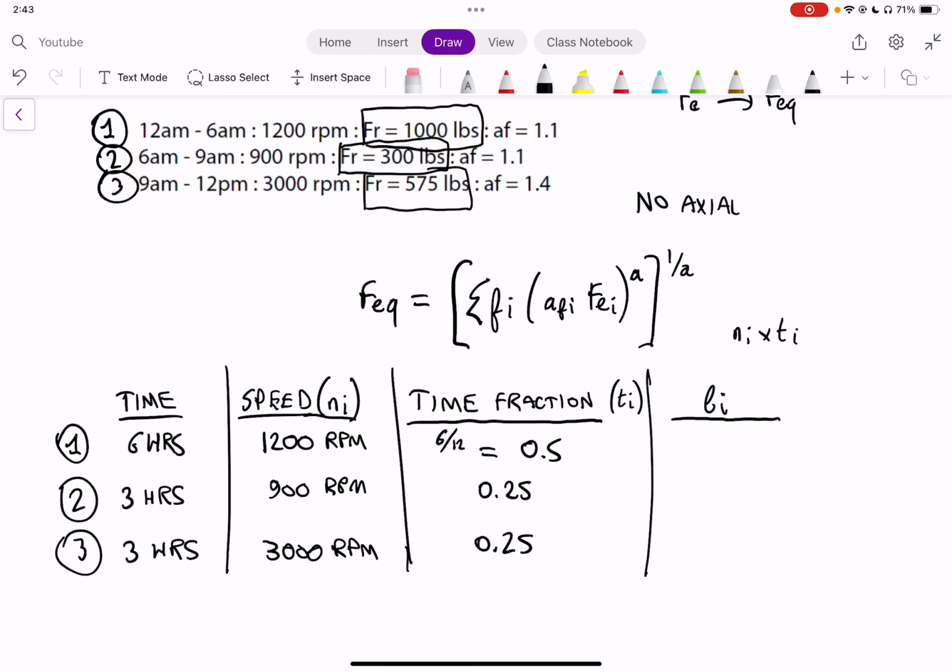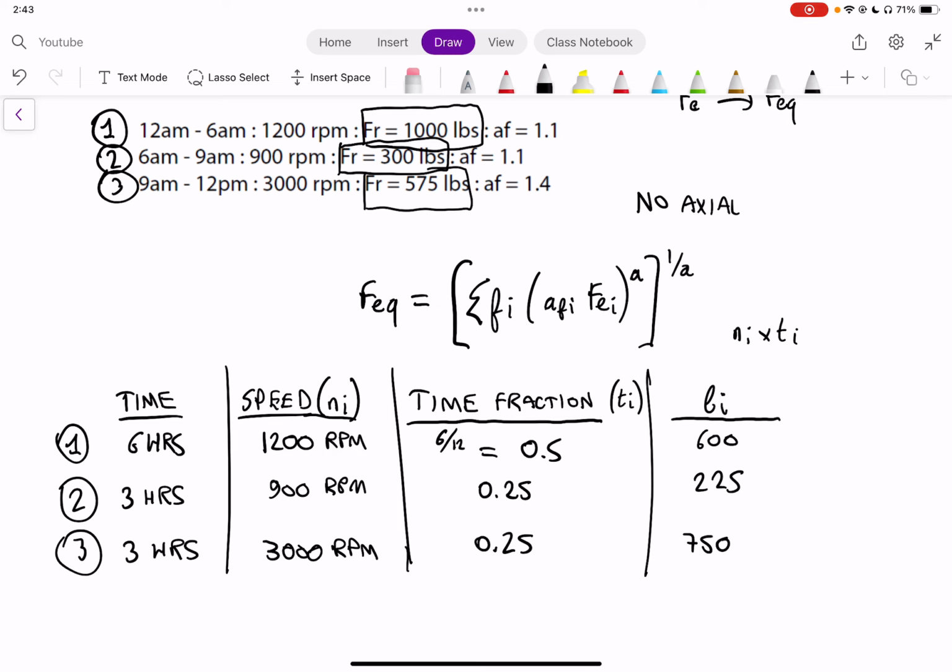So in this period, we're going to have 600. It's going to be 0.5 times 1200 RPM, so it's going to be a value of 600. The next one is 3 hours at 900 RPM, so that one's going to have a much lower factor. It's going to be 225. And then the final one is going to be 750. So we can see that actually the 3 hours at 3000 RPM is more significant to our system in terms of L sub i than the rest.